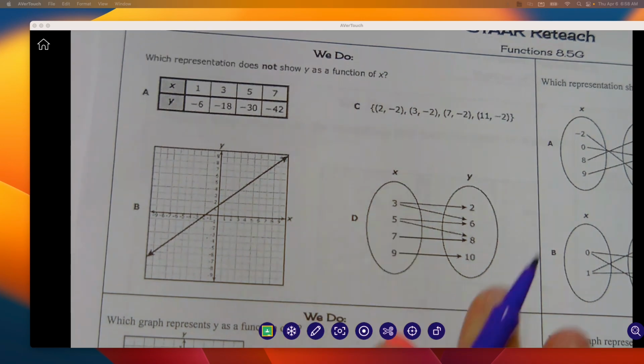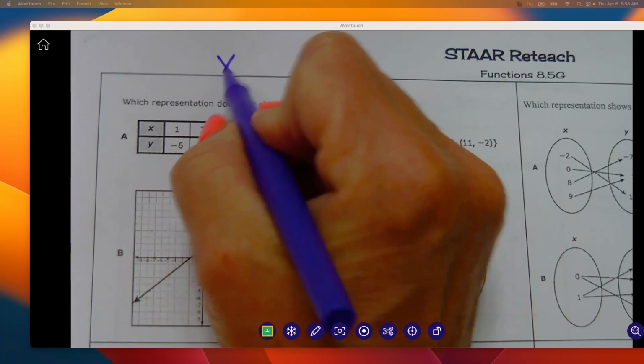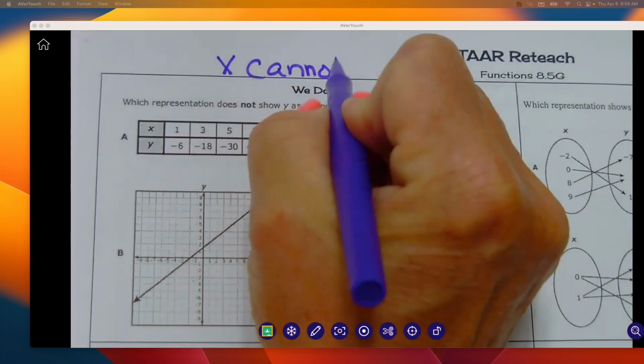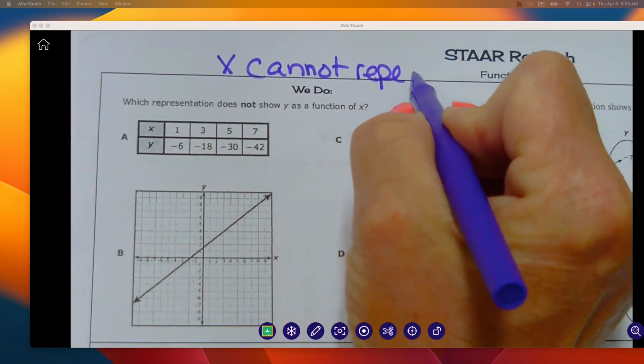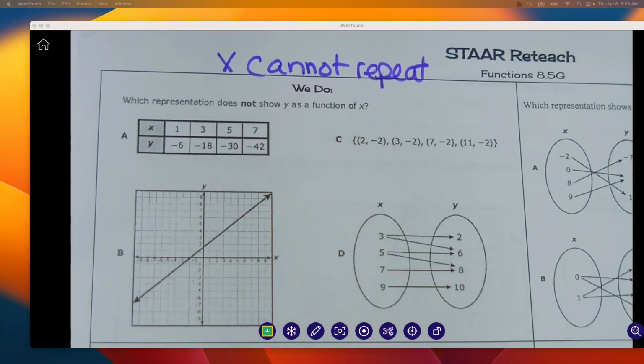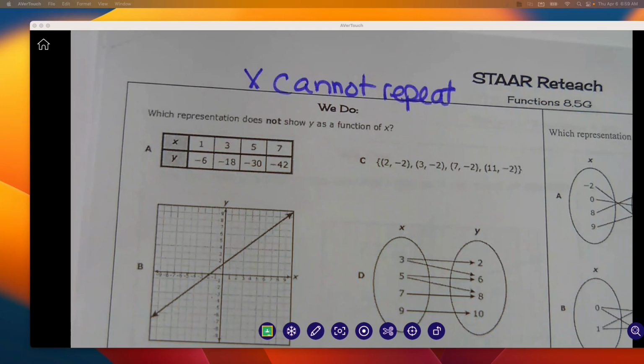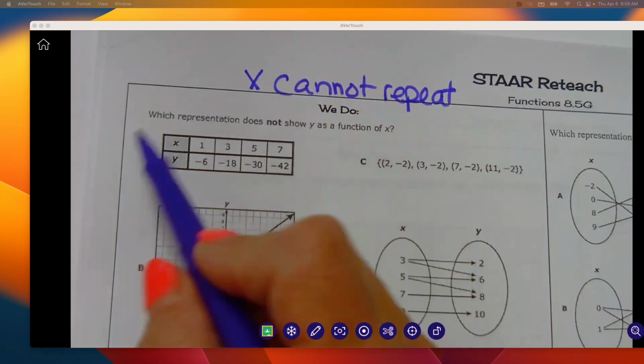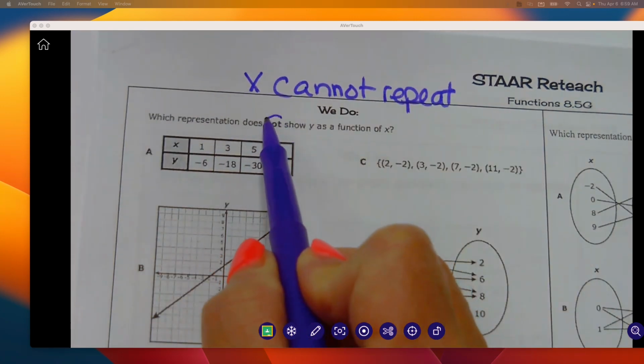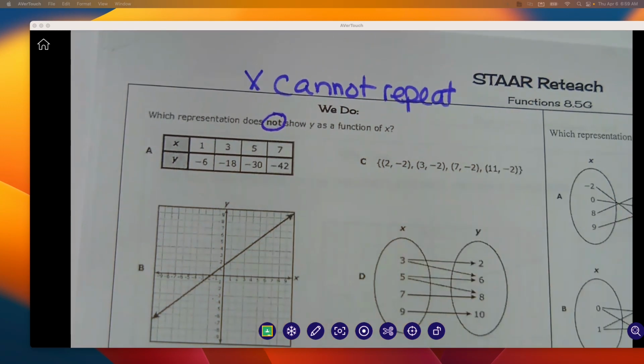Remember with functions, your x cannot repeat. I'm going to say that again. The x cannot repeat. That means it doesn't matter what the y is. The x value cannot repeat. Okay? So let's look at answer choice A. Well, let's see what it's asking us. Which representation is not a function? But first, let's look at all the answer choices and see which ones are functions.